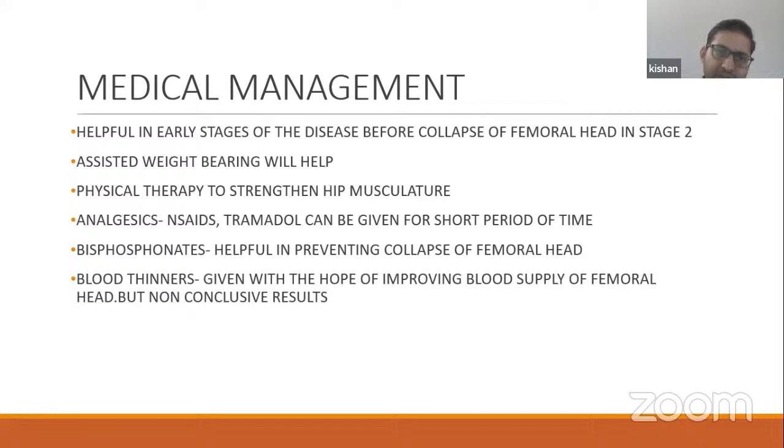For analgesics, we can give NSAIDs. Tramadol can be given for a shorter period of time. Bisphosphonate is helpful in preventing the collapse of the femoral head.